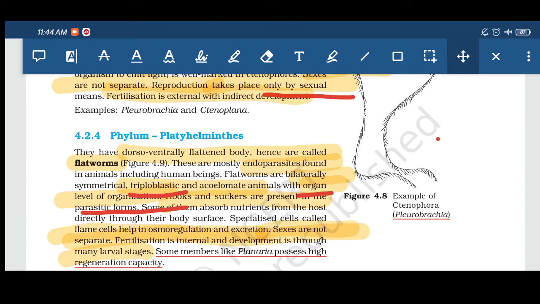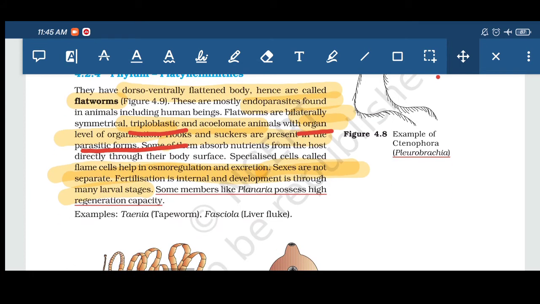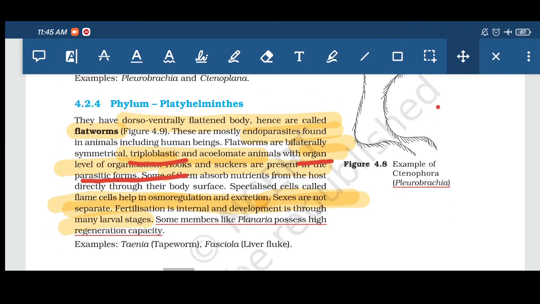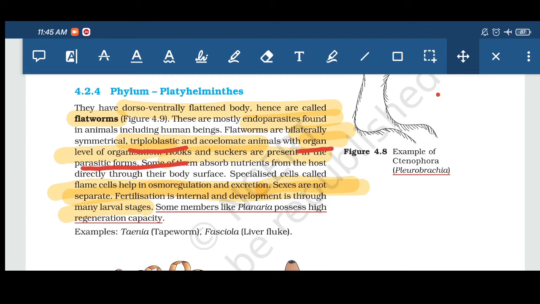Sexes are not separate. That means both the sexes are present in one organism. Fertilization is internal and development is through many larval stages. That means indirect development is present. Fertilization is internal, that means fertilization takes place inside the body of the organism, mainly the female organism. Then development is indirect, that means it has a larval stage. But in Platyhelminthes there are many larval stages.